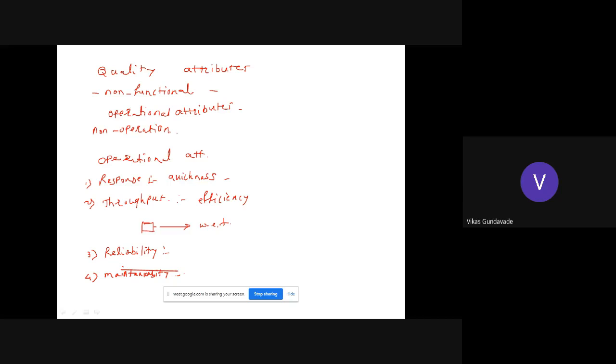Then the next thing we need to consider as a quality attribute is the security of the system.